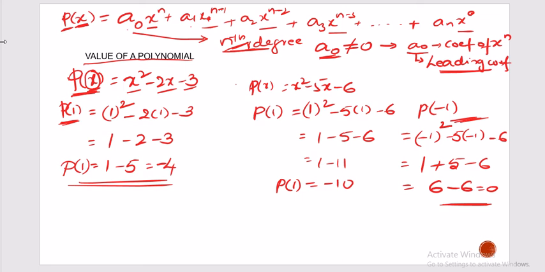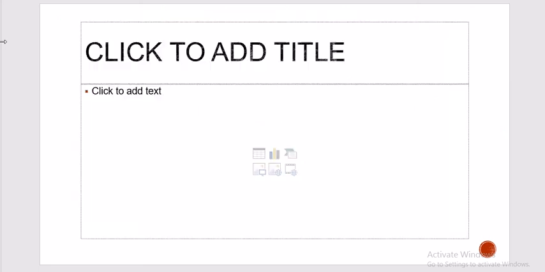Likewise we can find the value of the polynomial at any instant. For whatever value of x, we can find the value of p of x. This p of x value is nothing but the value of a polynomial, right? You can have a number of questions related to this in your textbook, so you can go through them. Okay, next moving on to one more topic: zeros of a polynomial.